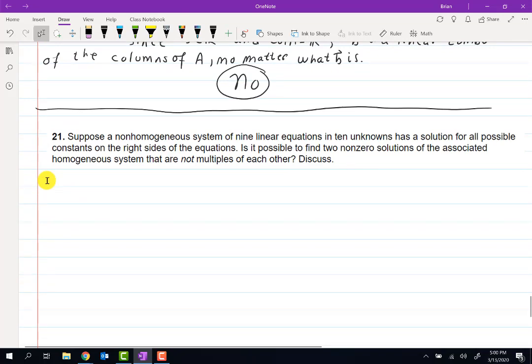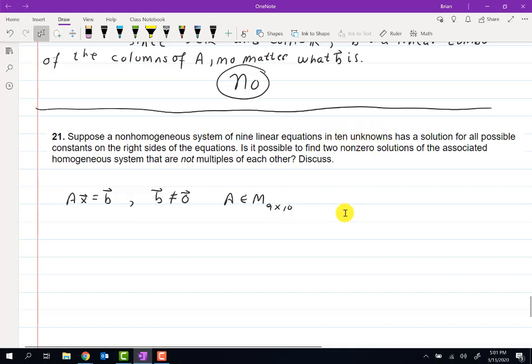All right, this time we have a non-homogeneous system of 9 linear equations and 10 unknowns. So we're looking at this: AX equals B. Since it's non-homogeneous, B is not the 0 vector, and A is in the set of matrices with 9 rows and 10 columns. 9 equations means 9 rows, 10 unknowns means 10 columns.